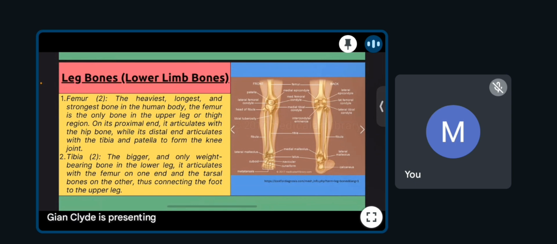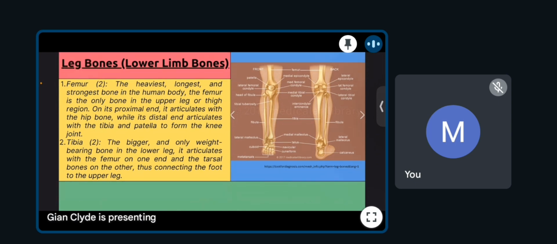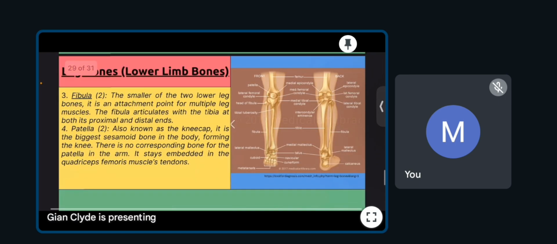Next is tibia. We have two tibia, the bigger and only weight-bearing bone in the lower leg. It articulates with the femur on one end and the tarsal bones on the other, thus connecting the foot to the upper leg. Next is the fibula.